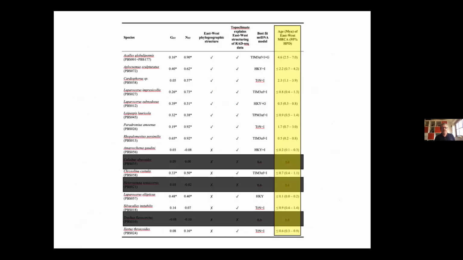So we looked at what the estimated ages of the onset of divergence were across these species using the mitochondrial data, and they range from 4.6 million years ago to less than 100,000 years ago. So the mitochondrial data is suggestive of a similar dynamic, but different species entering into the dynamic at different time points.